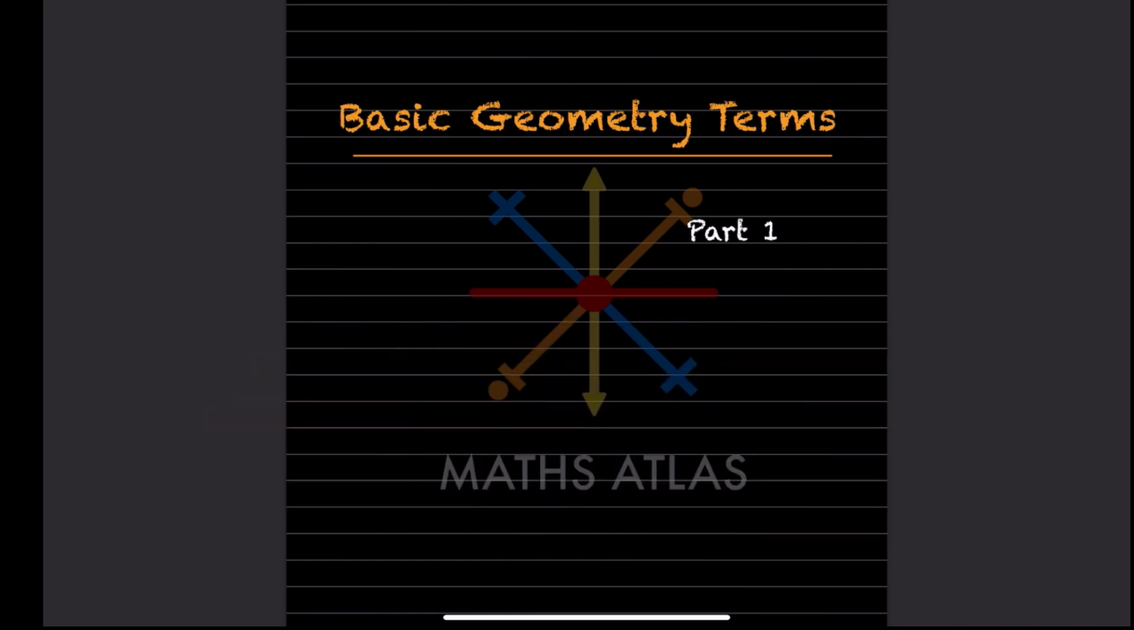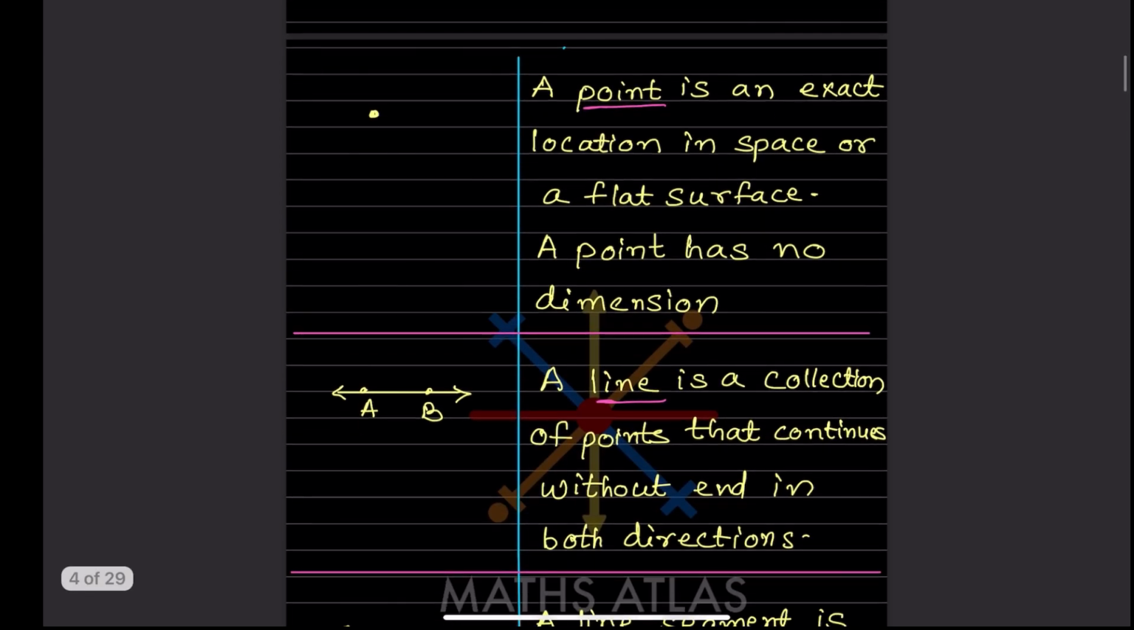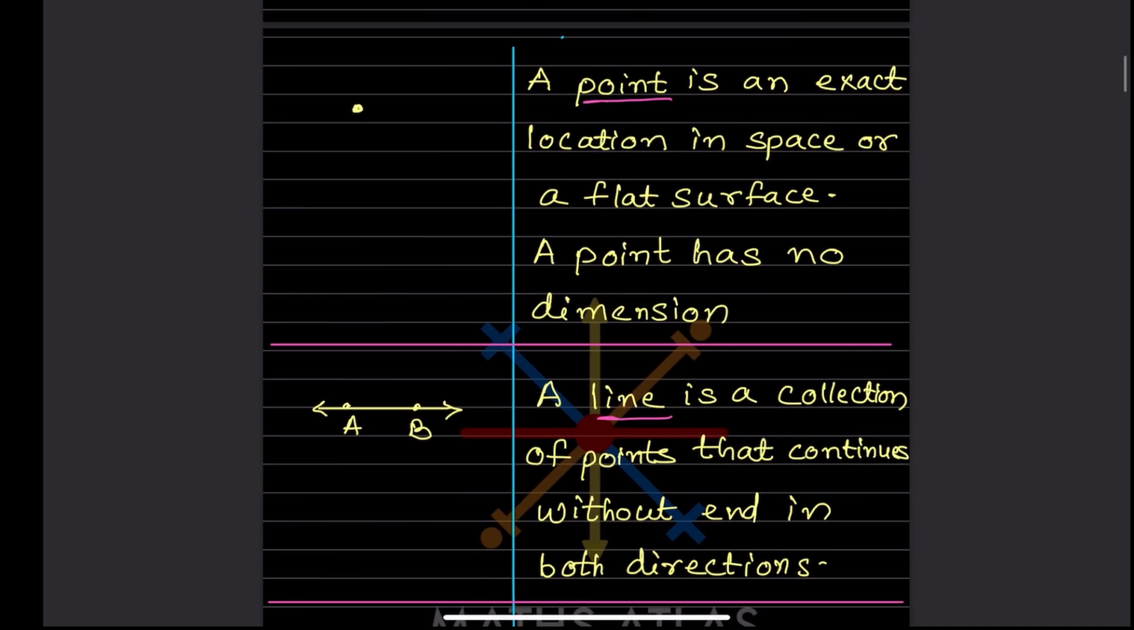Today we are going to do part 1 of the basic geometry terms. Now let us see some terms. All of you know this very common one, that this is a point. So what is actually a point? A point is an exact location in space or on any flat surface, and the point has no dimension.